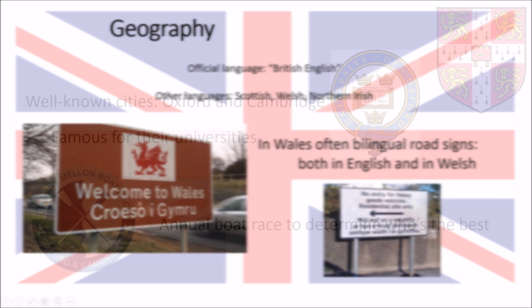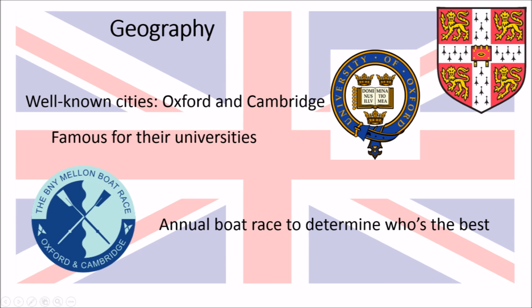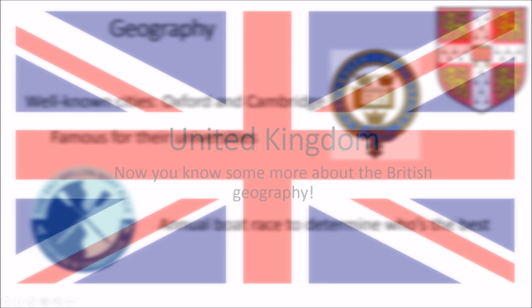There are many well-known cities in the UK, but maybe the two most famous cities are Cambridge and Oxford, which are known for their universities. They are the oldest universities in the United Kingdom. Every year, the two universities battle out which is the best by organizing a boat race. The university that wins is considered the best university of England for that year.